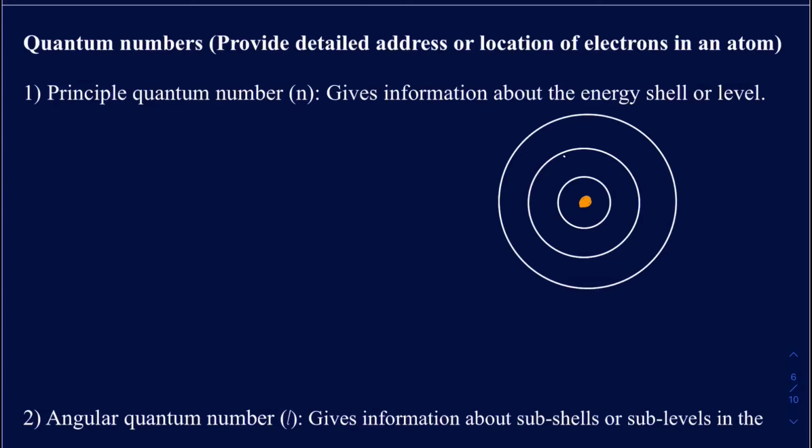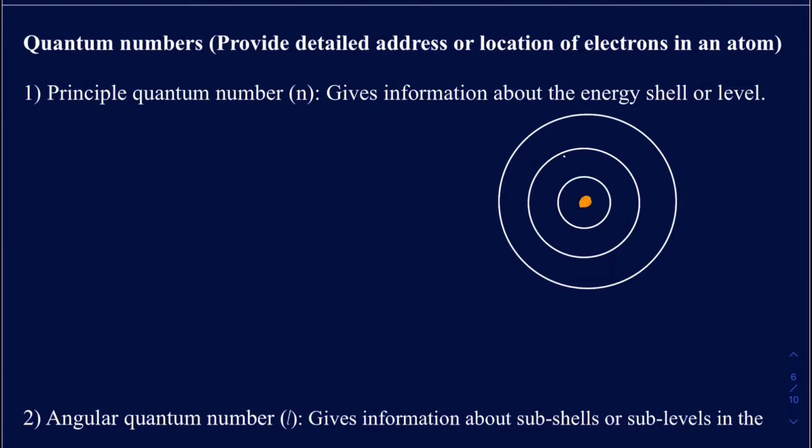In this video, we're going to be talking about the quantum numbers, and the quantum numbers are actually used to give a detailed address of an electron, or the location of the electron in a particular atom. So, we have so many electrons in those shells around the nucleus in a given atom. So how can you give each electron a unique address? And that's what comes from the quantum numbers.